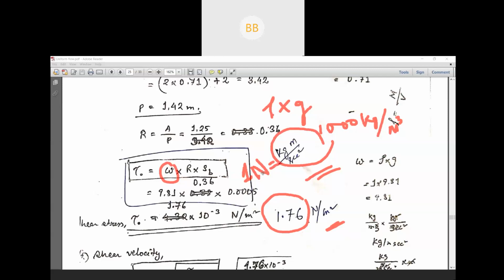If you consider 1 gram per cc, then it will be centimeter cube. Then again you have to convert into meter, because the other parameters, your hydraulic mean depth or hydraulic radius, are in meter. Whatever you are going to get, it is in meter.